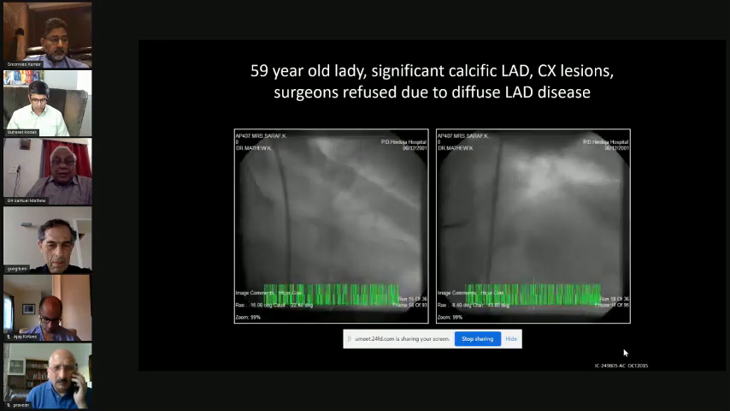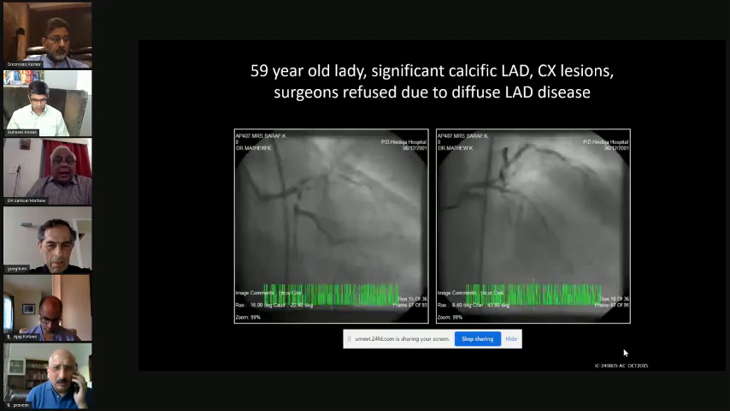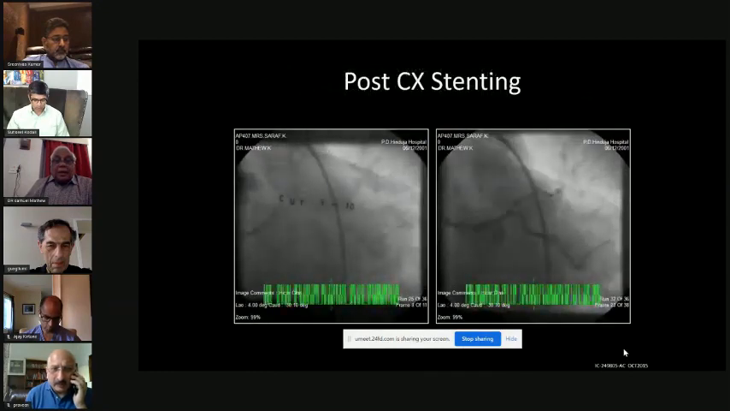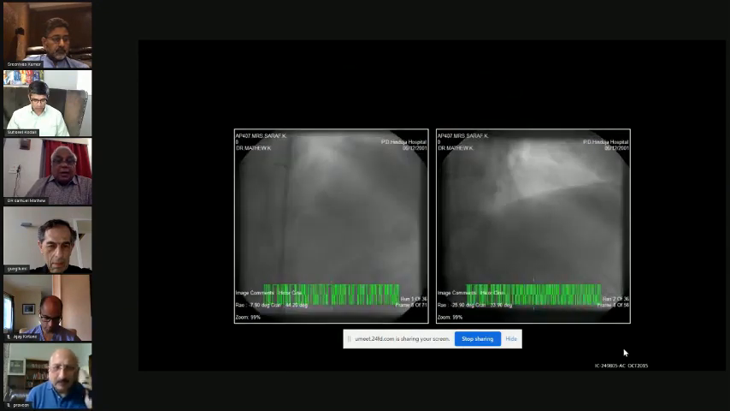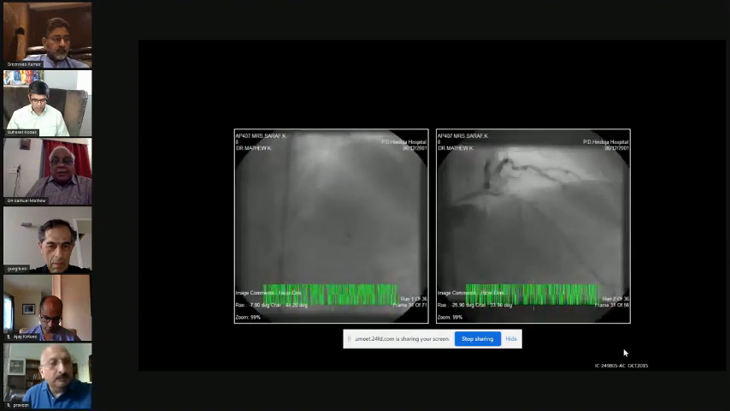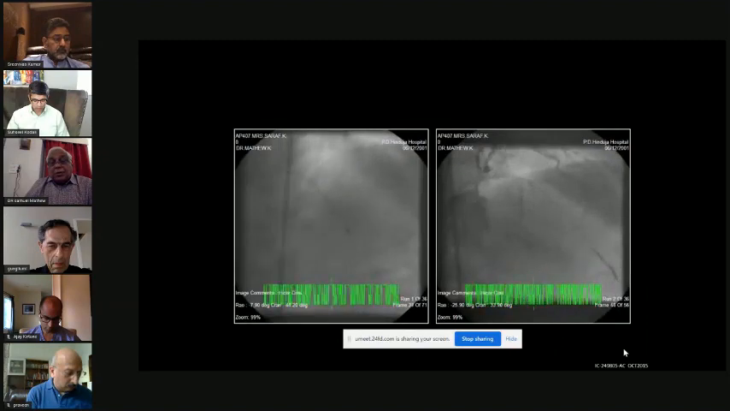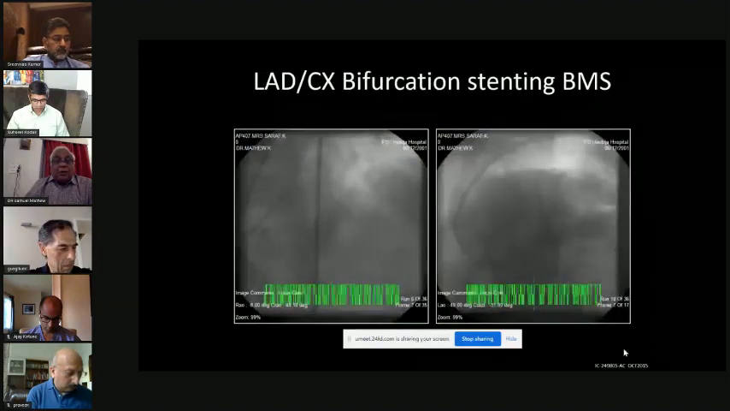Did a rotablation of the entire length of the LAD, and the proximal part of the circumflex was treated with a cutting balloon, followed by stenting of the proximal segment of the LAD, and the distal segment was only POBA beyond the stent.